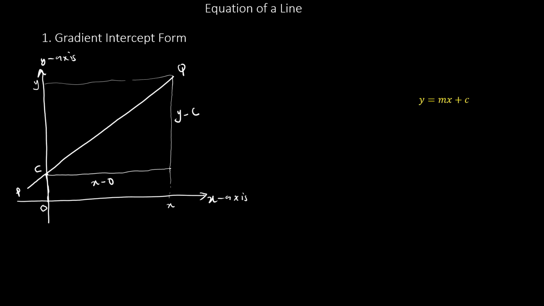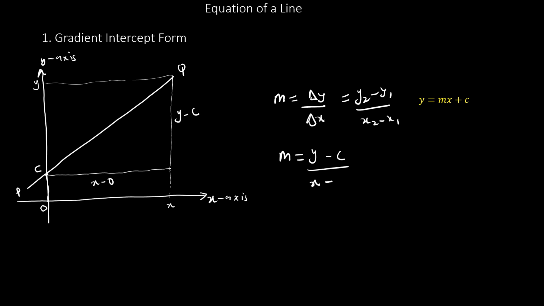Now to get the slope of this line, m will be the change in y over the change in x, and that's equal to y2 minus y1 over x2 minus x1. In this case, we have m equals y2, which is now y, and y1 is c, over x2, which is x, minus x1, which is 0. So leaving us with m equals y minus c over x. Simplifying this, we have mx equals y minus c, and we can have y equals mx plus c.